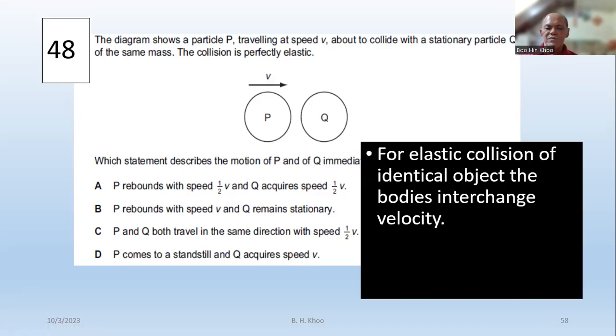For an elastic collision of identical objects, the bodies interchange velocity. Remember that. P becomes stationary, stands still. Q acquires the speed of P. So you transfer the kinetic energy. This one becomes stationary. That one moves with the speed of v.